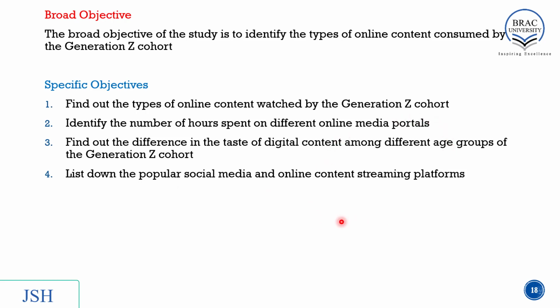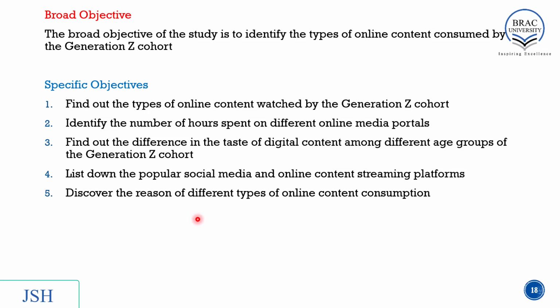Okay, my next specific objective is to discover the reason of different types of online content consumption. So why do different types of people use different types of online content? I want to find out when we use Facebook, is it for friendship or is it for professional connection or for some other reason? When we watch movies, is it for time pass only or is it just a habit? So, in summary, this is my list of 5 specific objectives. And again, if we take a closer look, we will be able to see that these 5 objectives help us to achieve our broad objective.